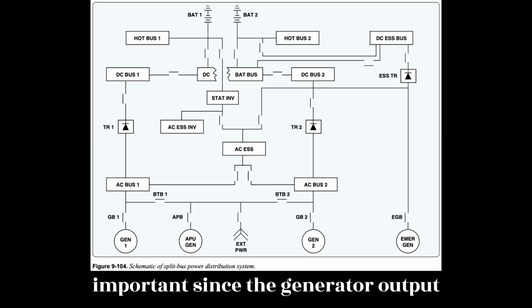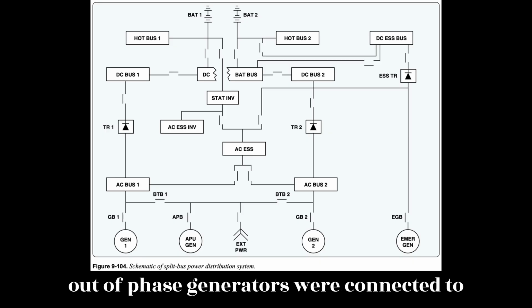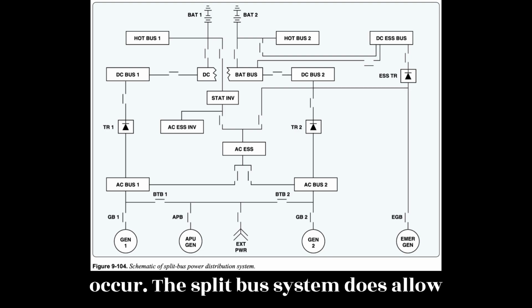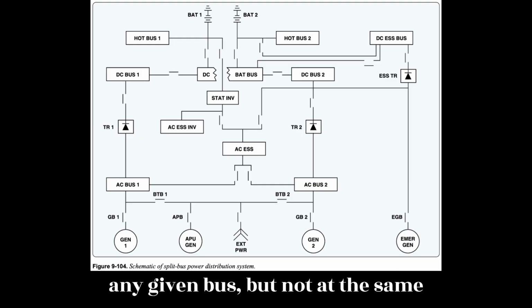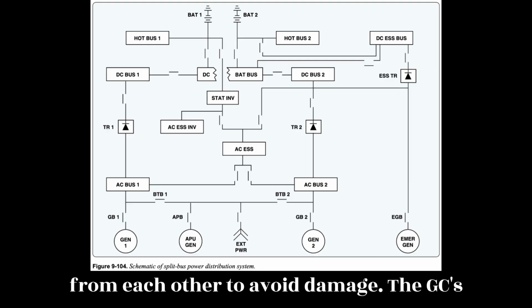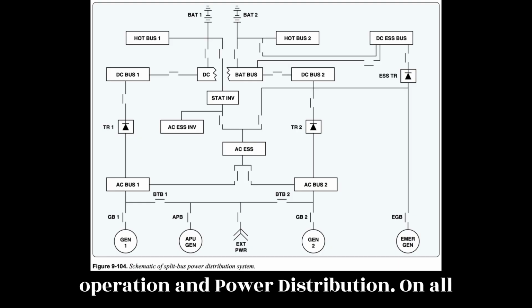This is very important since the generator output current is not phase-regulated. If two out-of-phase generators were connected to the same bus, damage to the system would occur. The split bus system does allow both engine-driven generators to power any given bus, but not at the same time. Generators must remain isolated from each other to avoid damage. The GCUs and BPCU ensure proper generator operation and power distribution.